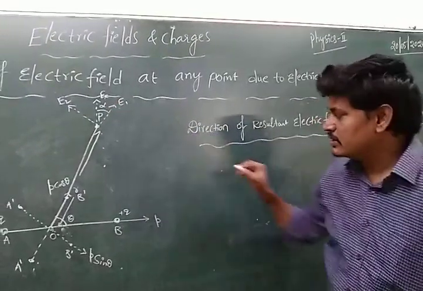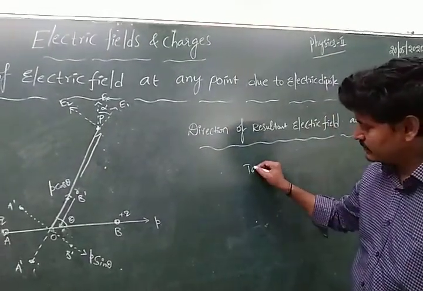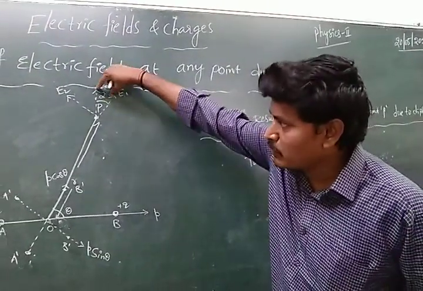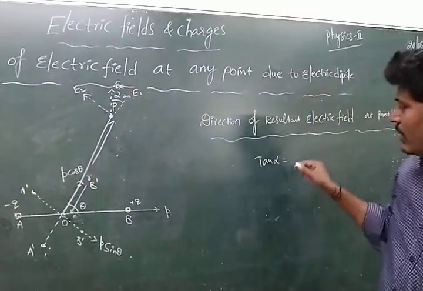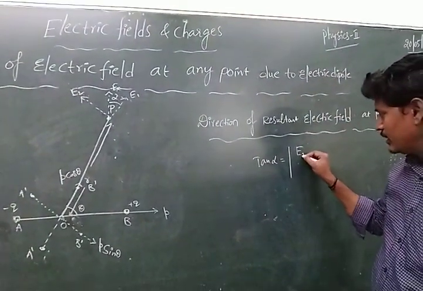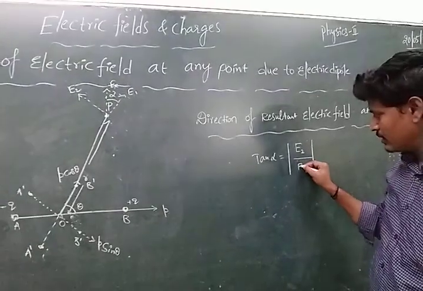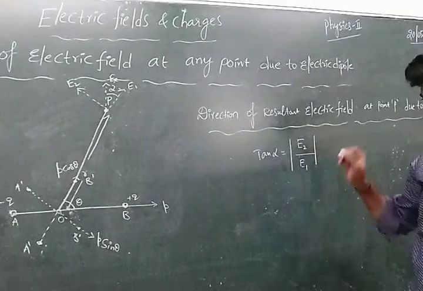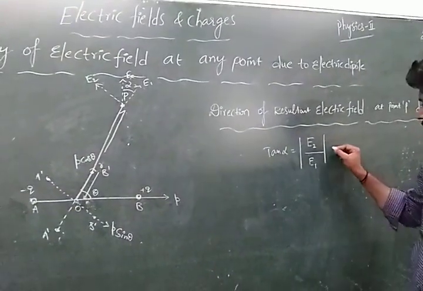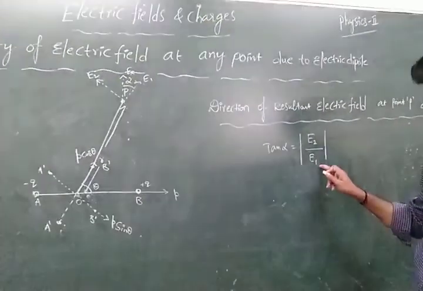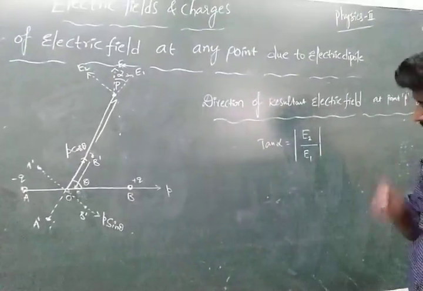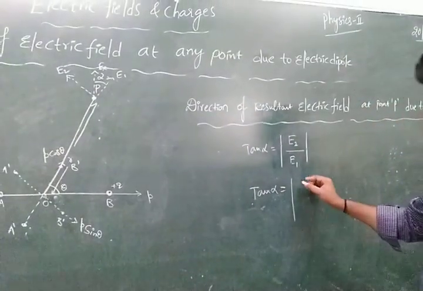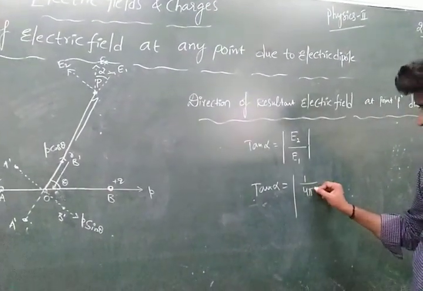Therefore, tan alpha is equal to, from this triangle, opposite side by adjacent side. Opposite side is nothing but E2 divided by the resultant E1. E2 is the intensity of electric field on the equatorial by the intensity of electric field on the axial. Therefore, tan of alpha is equal to 1 by 4 pi epsilon naught.